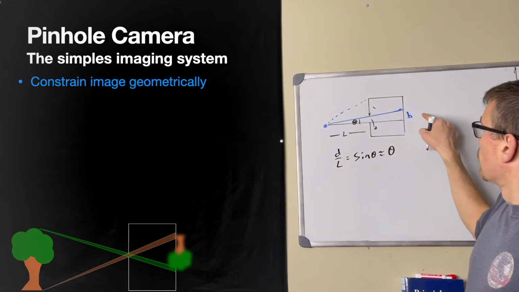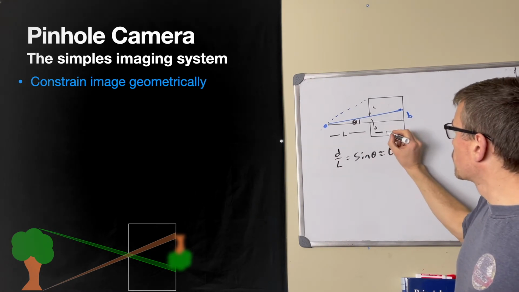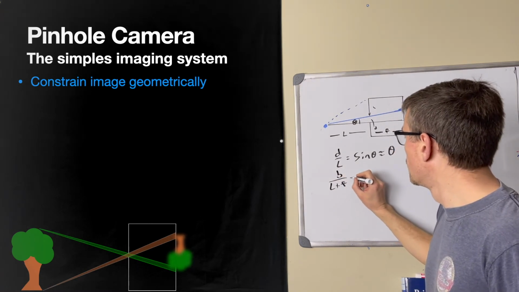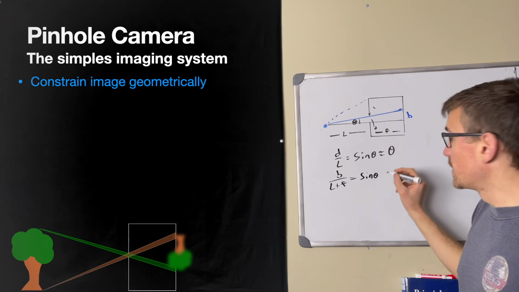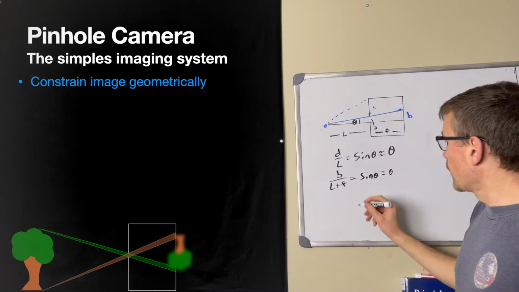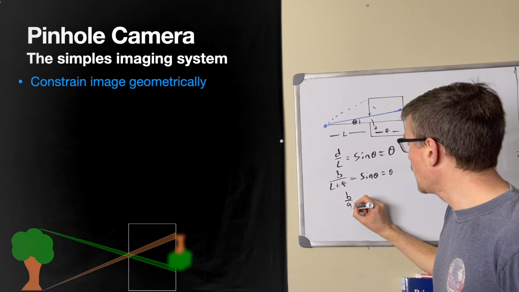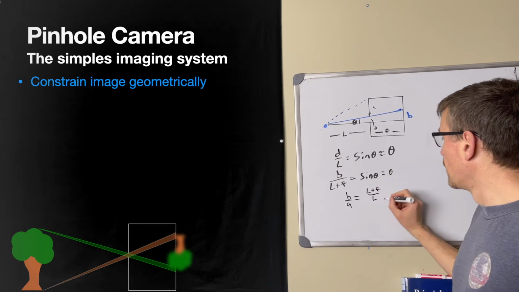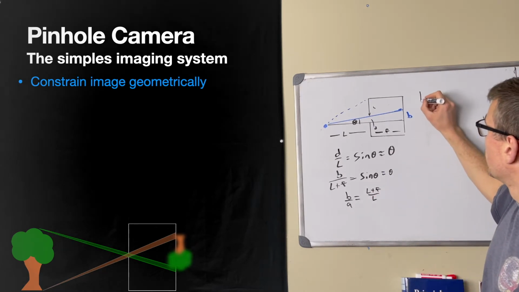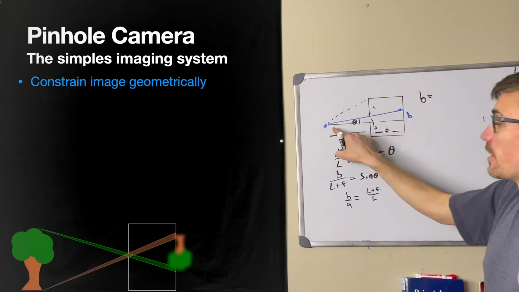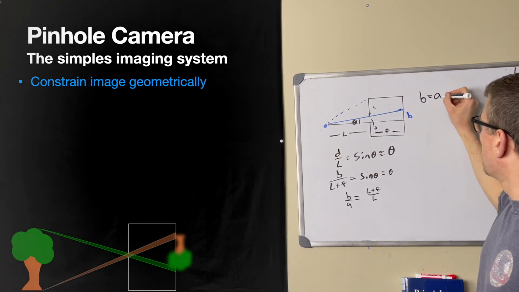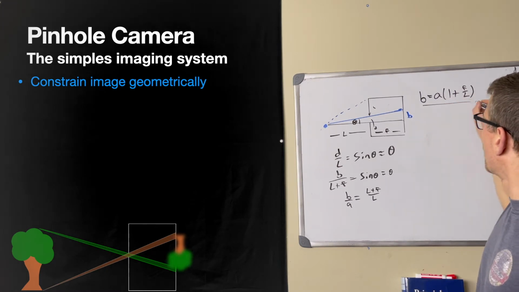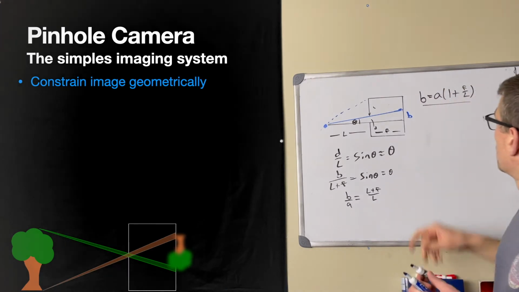Also B over L plus this distance, which we'll call F, okay? So B over L plus F is also equal to the same angle, theta. So we can therefore just take the ratio of the two and find that B over A is equal to L plus F over L. Or our spot size, B, the range of angles that a point maps to, is equal to the pinhole size times 1 plus F over L. Okay? So that's what we have here.